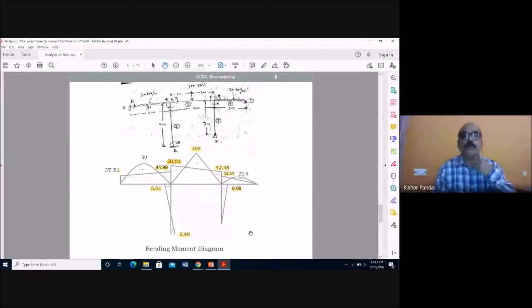Now you are clear on how to solve the non-sway frame by the moment distribution method. So all are clear.